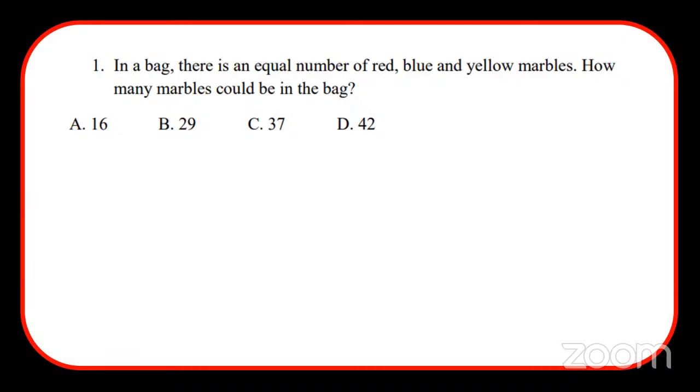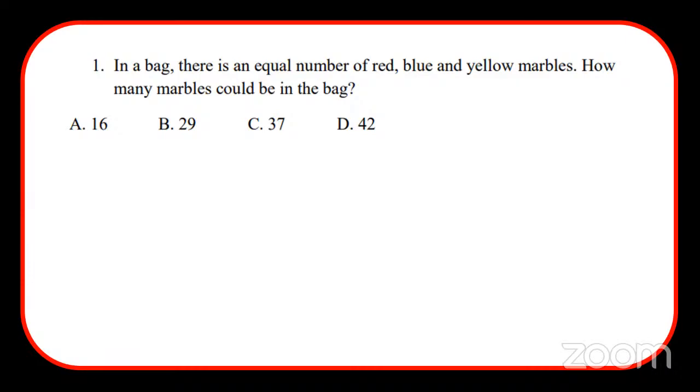Is 29 divisible by 3? Let's think about that. 29 divided by 3 is 9 with a remainder 2. We also have 37. Is that divisible by 3? 3 into 37 goes 12 times with a remainder 1. Let us look at 42. 3 into 42 goes 14 times and there is no remainder.